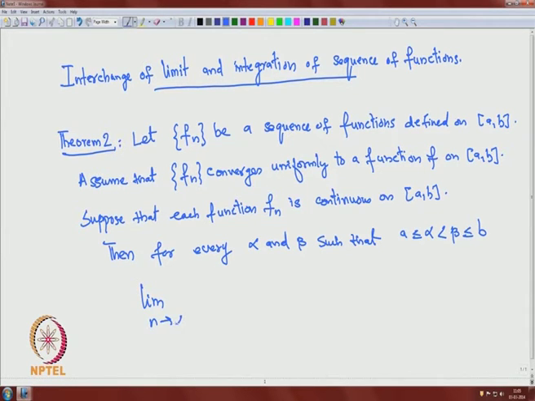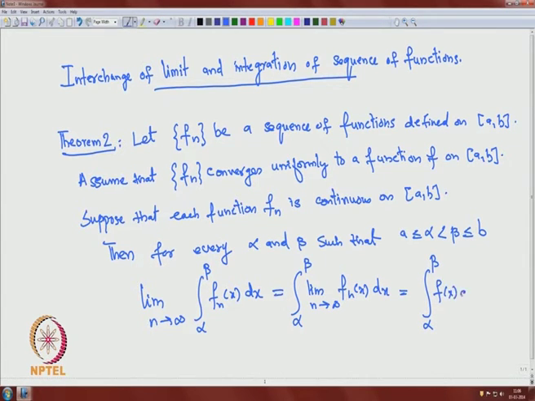limit n goes to infinity integral alpha to beta fn x dx is equal to the integral alpha to beta, where you can take the limit inside, limit n goes to infinity fn x dx, which is nothing but integral alpha to beta f x dx. So, what does it say? If you have a sequence of functions that converges uniformly and each of the functions in the sequence is continuous, then you can interchange the limit and the integration. So, you can take the limit inside the integral, which is the same as taking the limit of the integral or integrating the limit of the function.